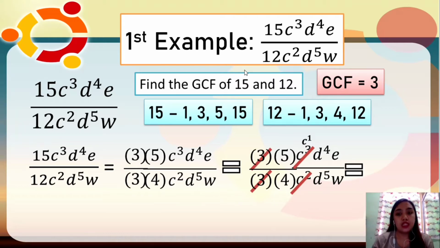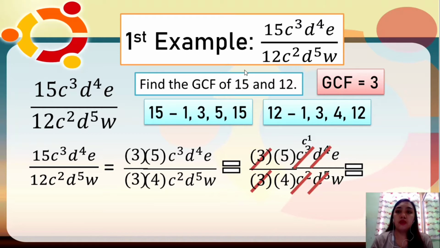Next, meron po silang pares na letter d or variable d. Yung exponent ng isa is 4, yung exponent ng isa is 5. Again, let us cancel them. And then, subtract the exponent. 5 minus 4, you will get 1. So, ang final exponent ng letter d ay 1.